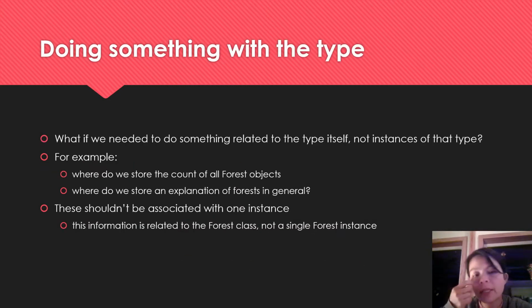So what if we needed to do something related to the type itself and not the instances of that type? So for example, where do we store the count of all the forest objects, and where do we store an explanation of forests in general? So these shouldn't be associated with just one instance of it, right? It will apply to all the instances. This information is related to the forest class, not just one forest instance.